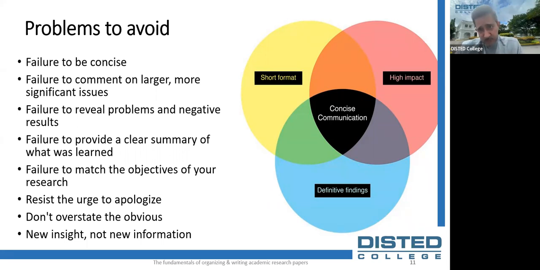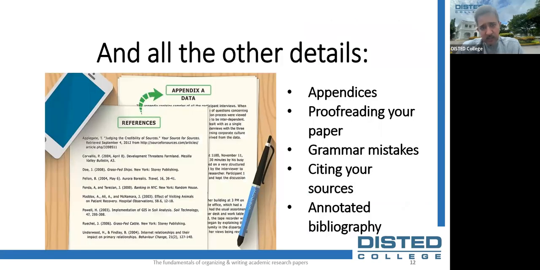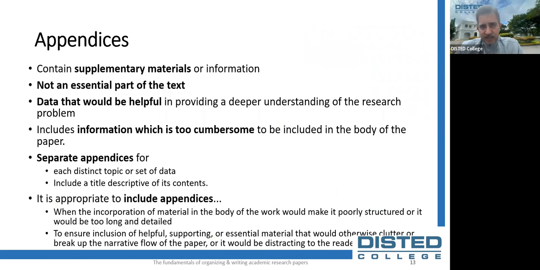So beside the conclusion, there are also other areas that you need to look at in a paper. The most common that all of us use a lot is using the appendices, proofreading, looking at your grammar, citation and bibliography and references. All this is as important. So if you look at the appendices that is used in most research papers, your research paper must be complete without the appendices, and it must contain all information, including table, diagram, and results necessary to address a research problem.